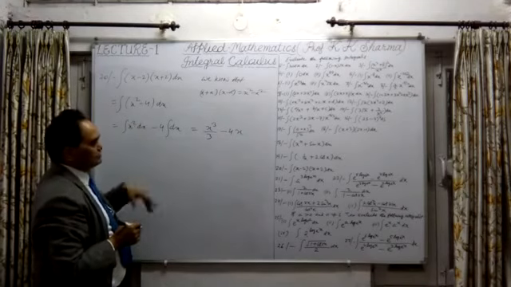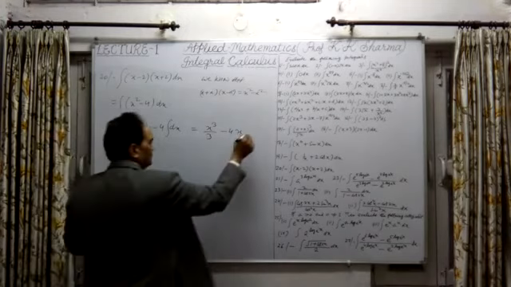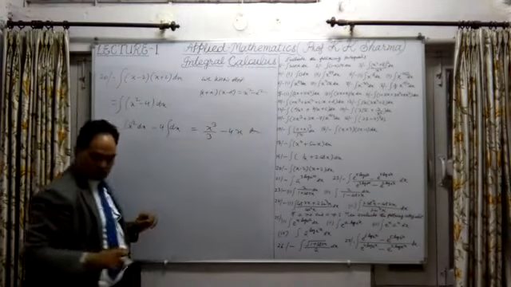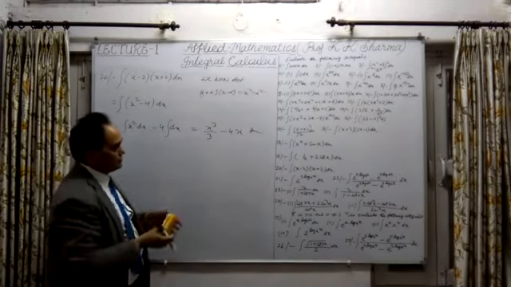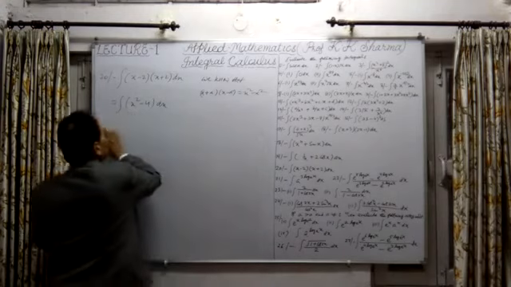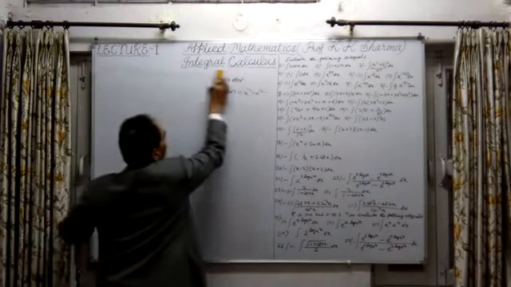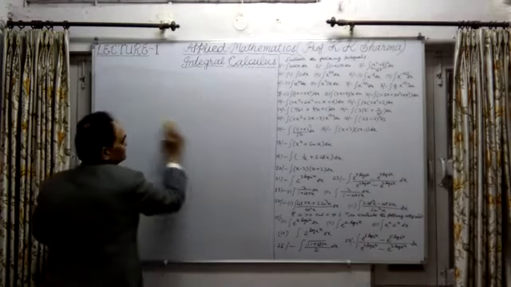That means 3. X is for 3 upon 3. This is the final answer. Okay, so this is the answer of question number 23. Question number 20 we have taken. And let me talk about question number 21.